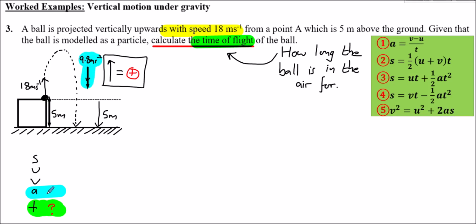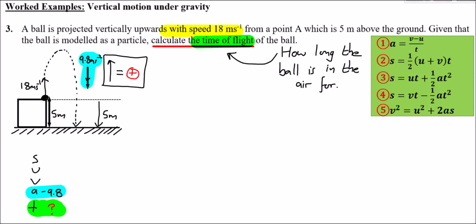So minus 9.8 because it's going towards the ground, opposite in direction to the initial direction of motion. Now, the time of flight ends when it hits the ground. That's when it stops being in the air. It hits the ground 5 meters below where it was launched from.